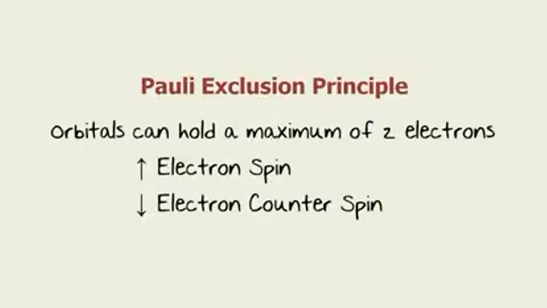We'll review by first taking a look at orbitals, and that's known as the Pauli exclusion principle. It says that an orbital can hold a maximum of 2 electrons, and we refer to those electrons as a spin and a counter spin.